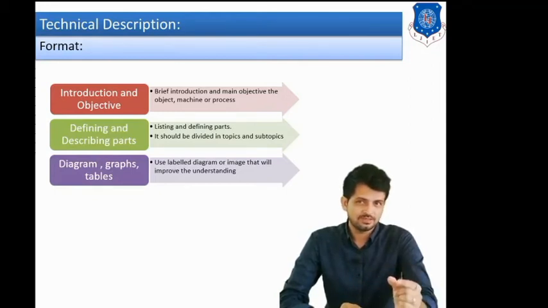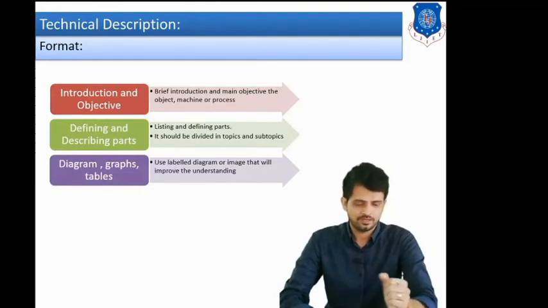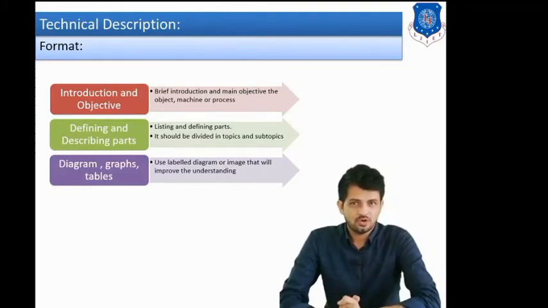For example, if any heat exchanger is there, then you have to mention that this part is known as this. You have to name each and every part. And draw tables as well as graphs wherever necessary.